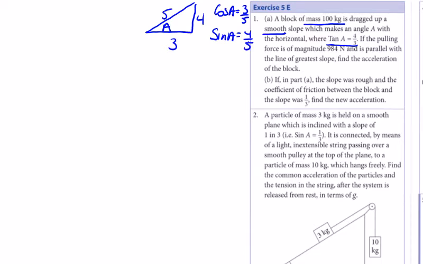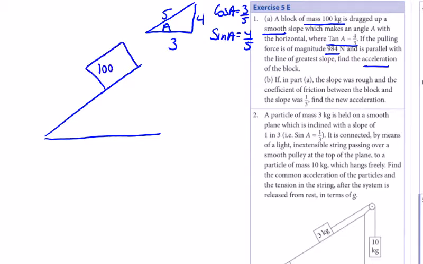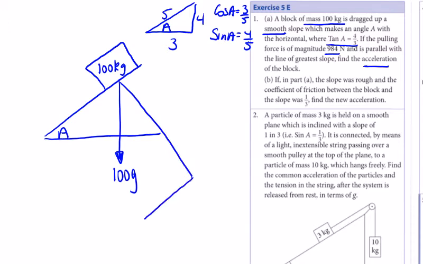So let's do our diagram. The pulling force is 984, and we're asked to find the acceleration. So I've got my block of 100 kilos. It's going to have a force towards the center of the earth of 100 G. I have an angle A here. I'm going to make a big line down here to separate them.